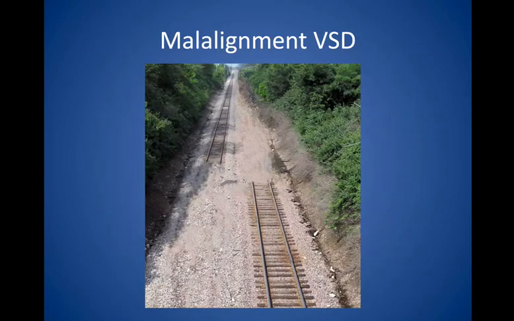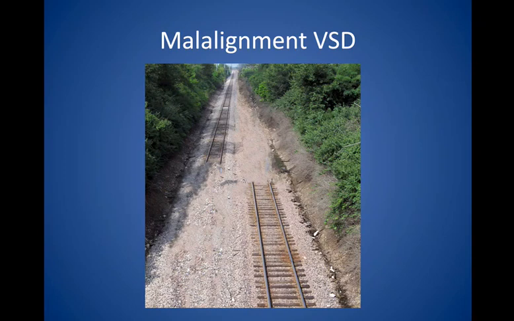Malalignment VSDs aren't a deficiency of the ventricular septum, but instead a defect within the septum as it's formed. The best way I always remember this is to imagine back in the day when we were building the transcontinental railroad, and one side started in California and one side started in North Carolina, and somewhere in the middle of Oklahoma they came together and they realized that the train tracks aren't aligned. That's the best way to picture malalignment VSDs in my mind.